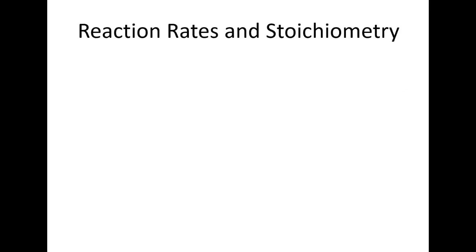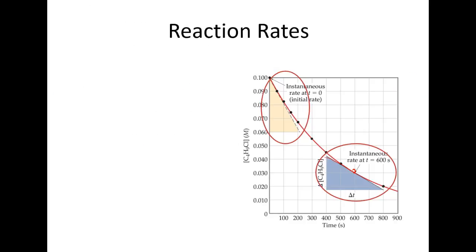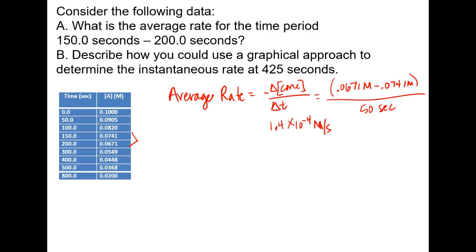And so if we do that on your calculator and divide, 0.0671 minus 0.0741 divided by 50. And then we get rid of the negative sign. The average rate would be 1.4 times 10 to the negative fourth molarity per second.